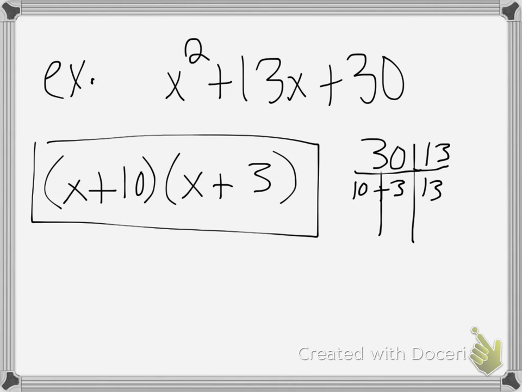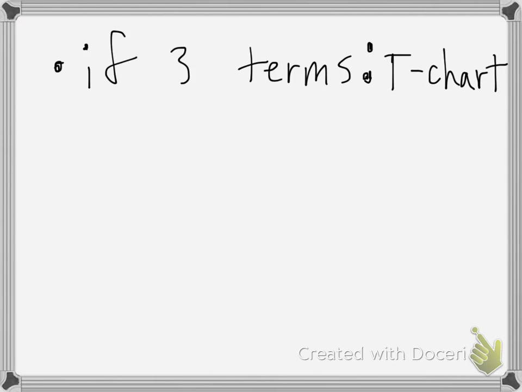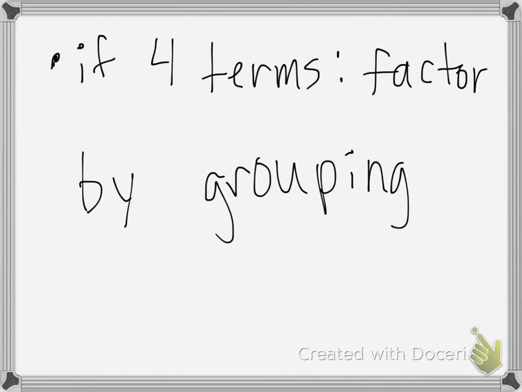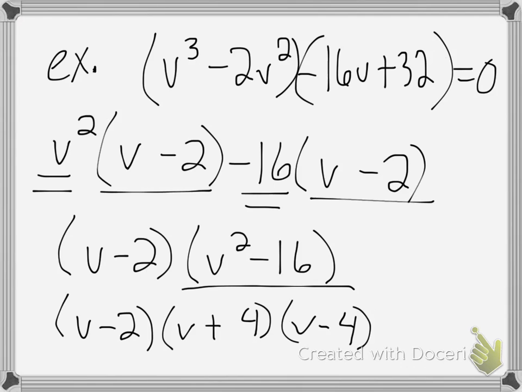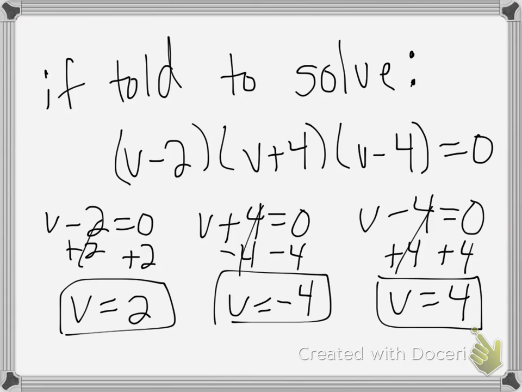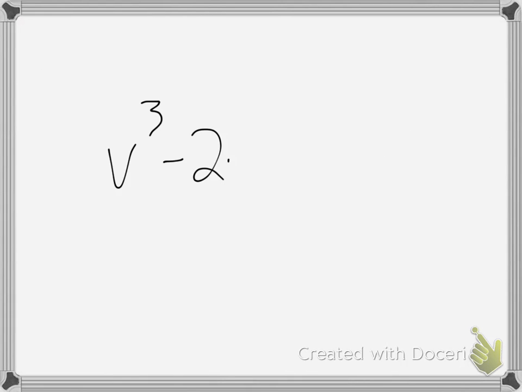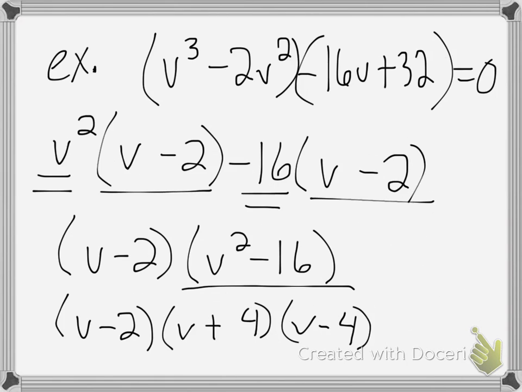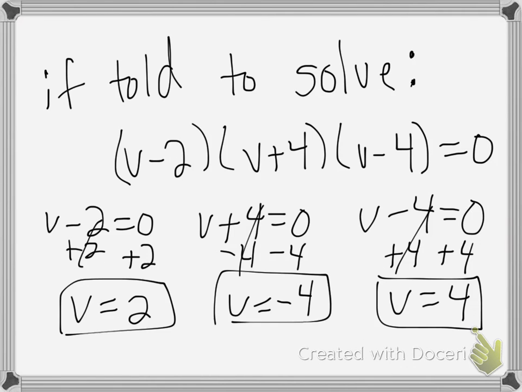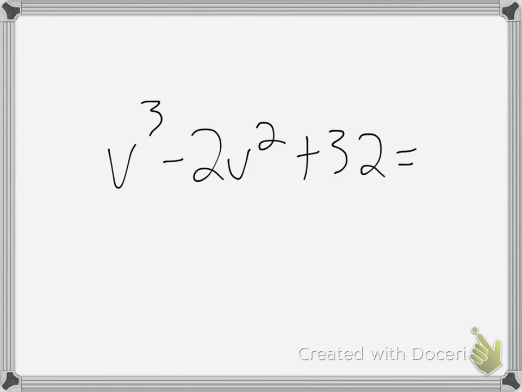Okay? Does that make sense about solving? Now, it's not always going to be set up like this. It could look like v cubed minus 2v squared plus 32 equals 16v. It might look like that, and it might tell me to solve it by factoring, not graphing. What would I have to do here?